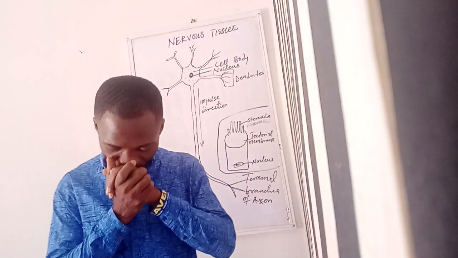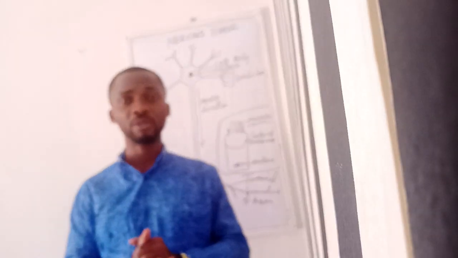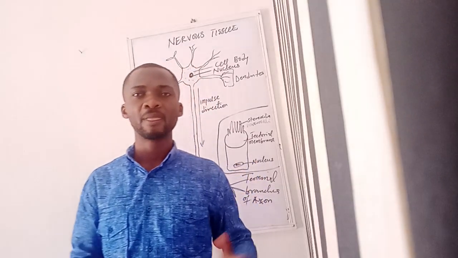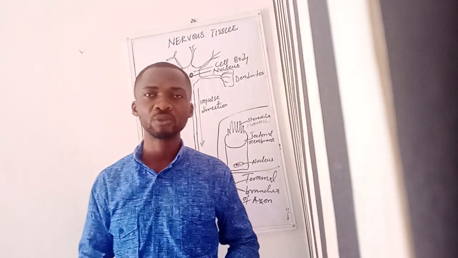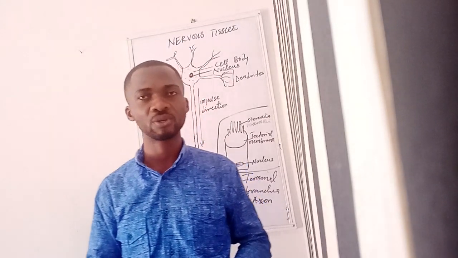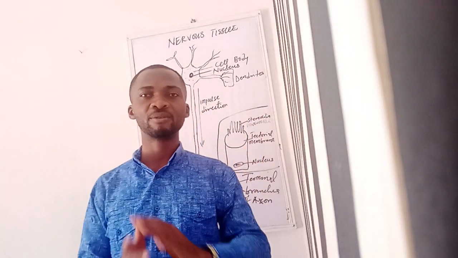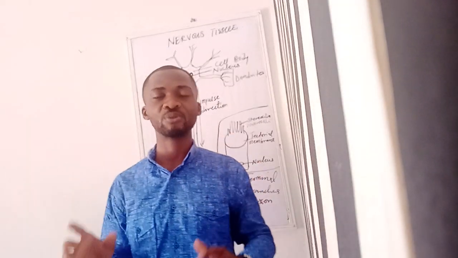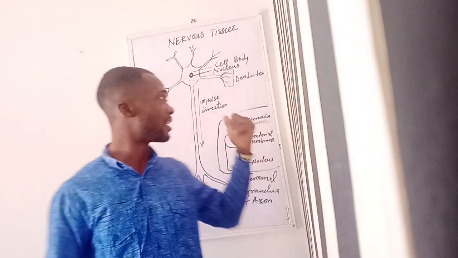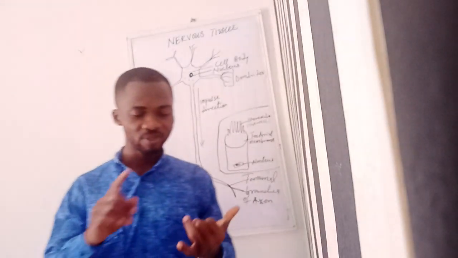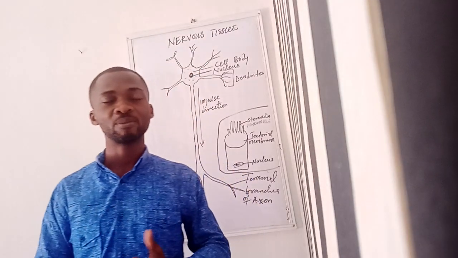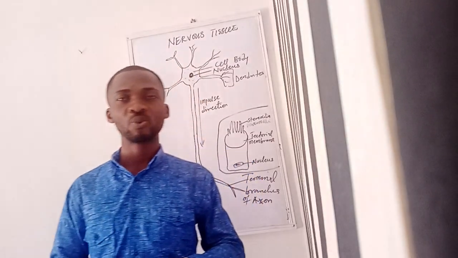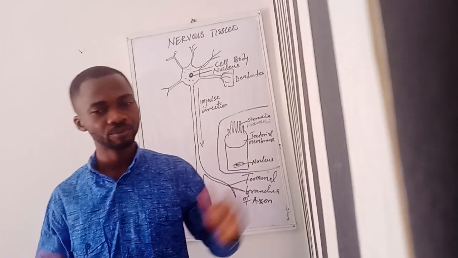I've thought about tissue to be a collection of cells that have a common function, a common origin, and a common structure. I've thought about the four types of tissues. So we've thought about the epithelial tissue, the connective tissue, the muscular tissue, and the last one is the nervous tissue.